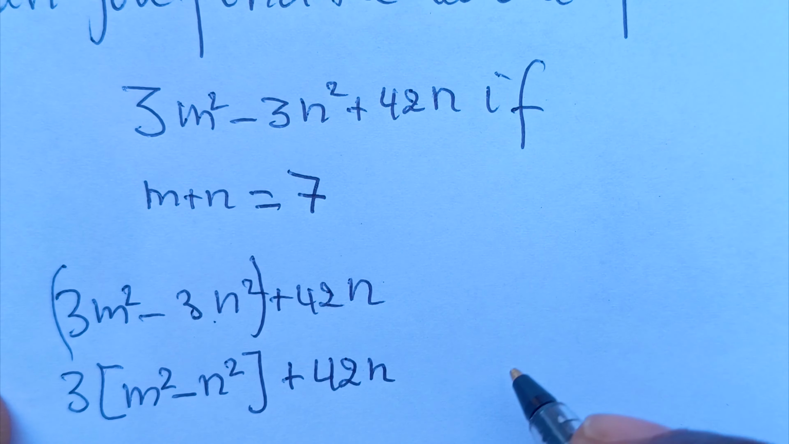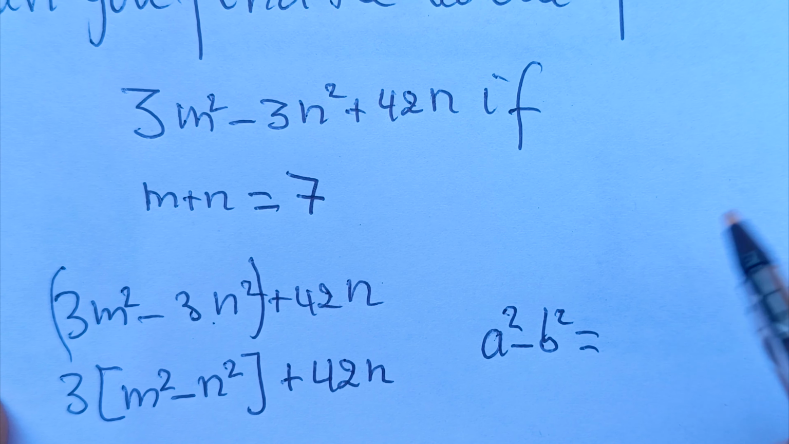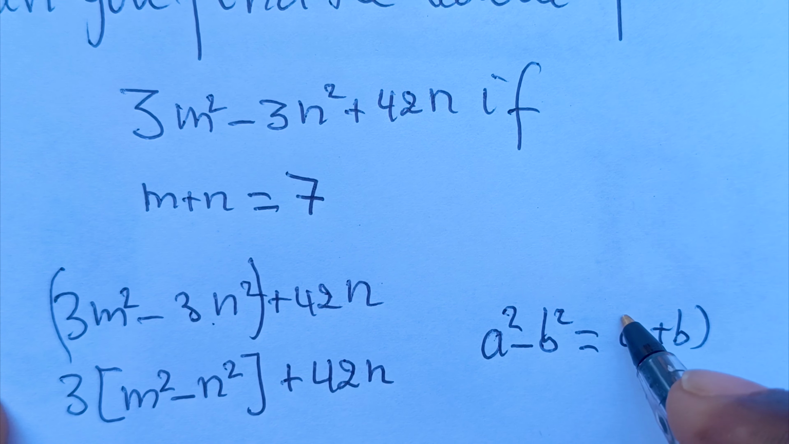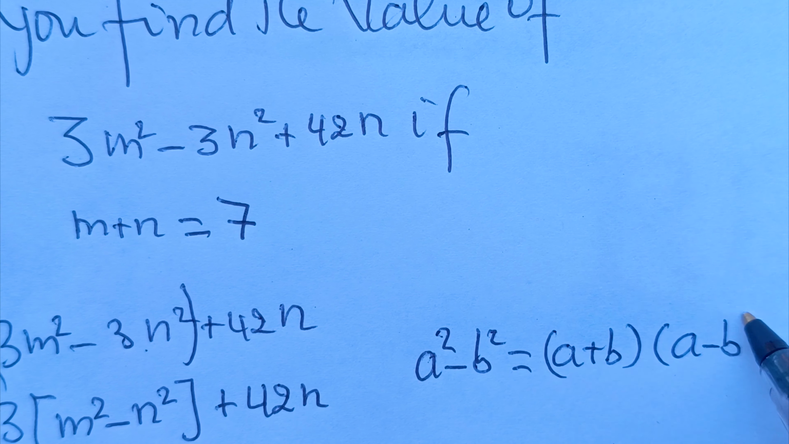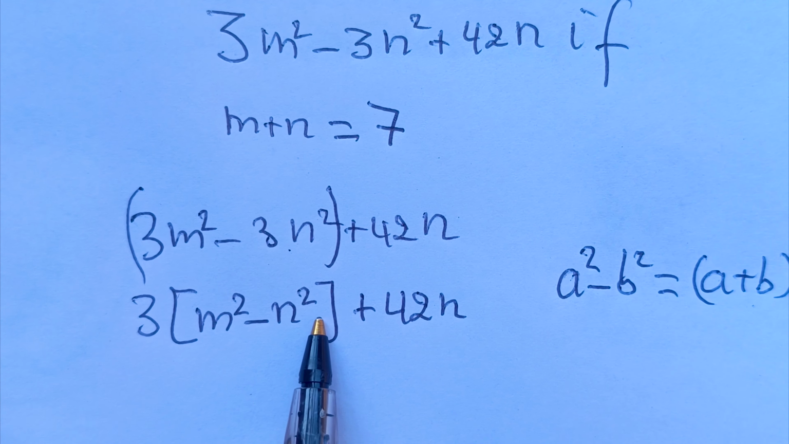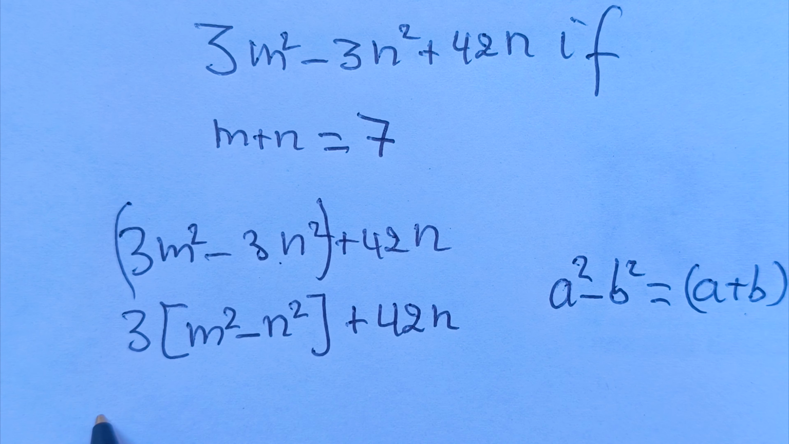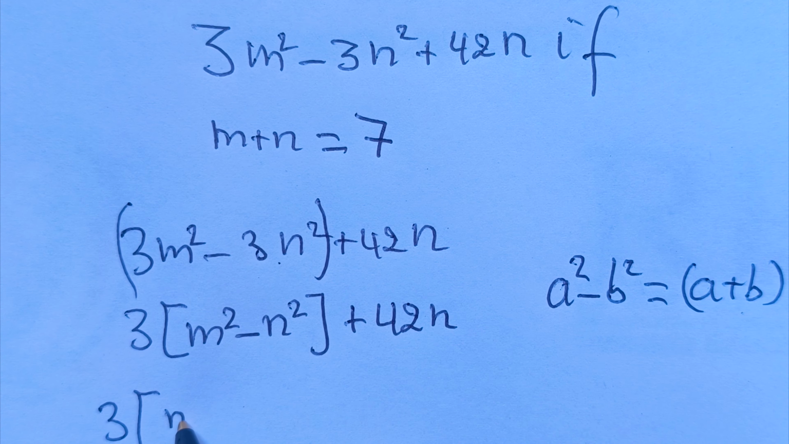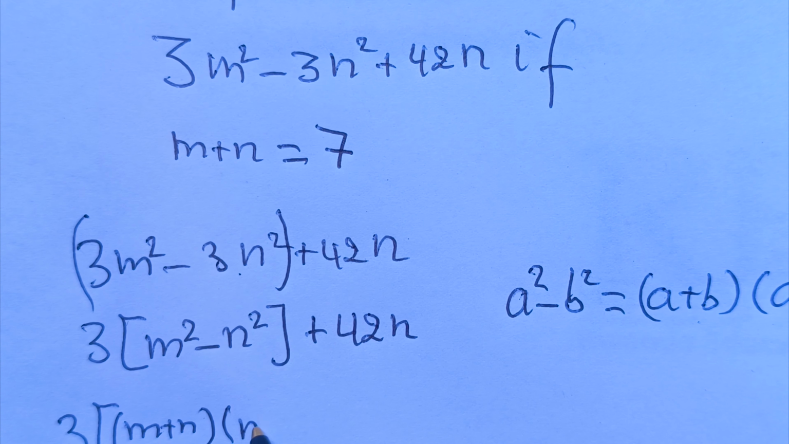I want to remind you the formula that a² minus b² is equal to (a plus b) times (a minus b). This is what we are going to use here in our question. Now, this is clear that we have 3 into (m plus n) times (m minus n) plus 42n.